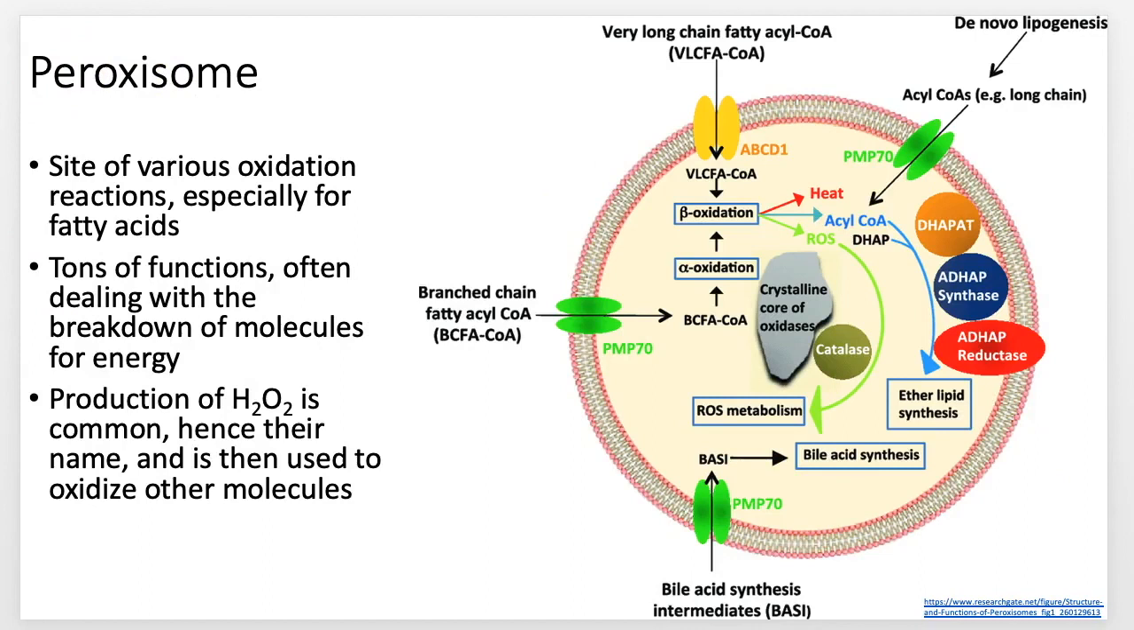Peroxisomes are where we have a ton of oxidation. So reduction versus oxidation, right? Reduction is the gaining of electrons, oxidation is the loss. When that occurs, we want to keep that nice and controlled. So when I want to do some oxidizing, I can have a peroxisome, because peroxide, hydrogen peroxide, H2O2, is a byproduct of a lot of oxidation reactions. You're taking water and tacking an extra oxygen on, which is fine. Yes, peroxide is toxic, but that doesn't necessarily mean it's bad.